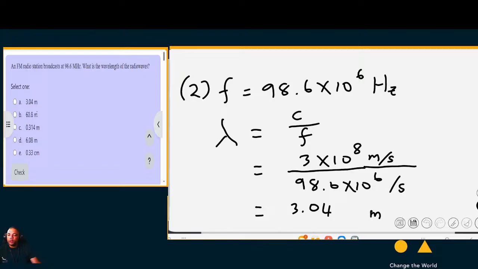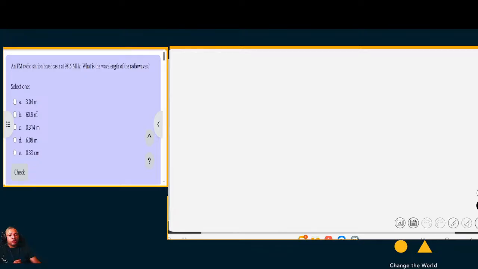This is something you've been doing since grade 10 in physics, if you have had physics. If not, then basic math. It is just knowing this formula.